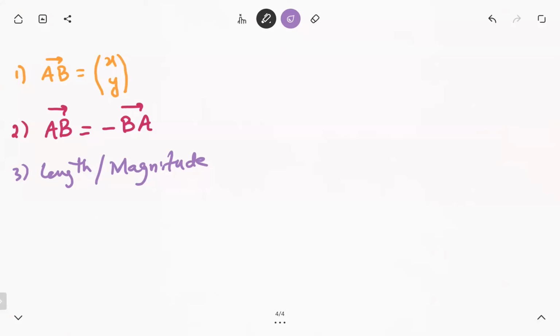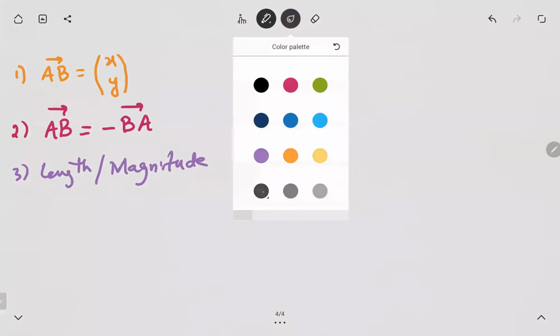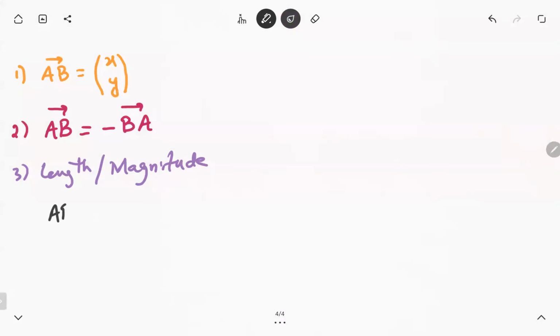So how to calculate the length of a vector if the column vector is given? Like here, in the first point, I have written column vector AB is equal to (x, y). If the column vector of a vector is given, then you can calculate its length, meaning magnitude, as well. This is the symbol for magnitude, the modulus sign, mod. This is a symbol for the length of a vector, the magnitude of a vector. And how to calculate it: it is equal to the square root of x squared plus y squared.